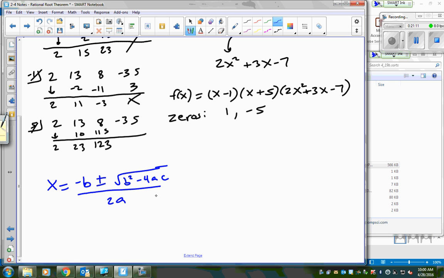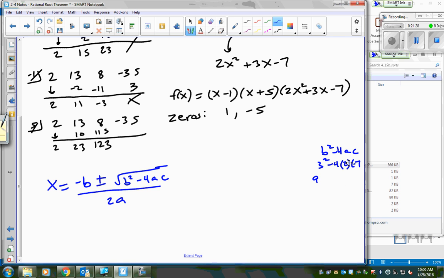Now, I like doing the discriminant first, so I'm going to pull that off to the side. It's b squared minus 4ac. A is 2, b is 3, c is negative 7. So 3 squared minus 4 times a 2 times c, which is negative 7.